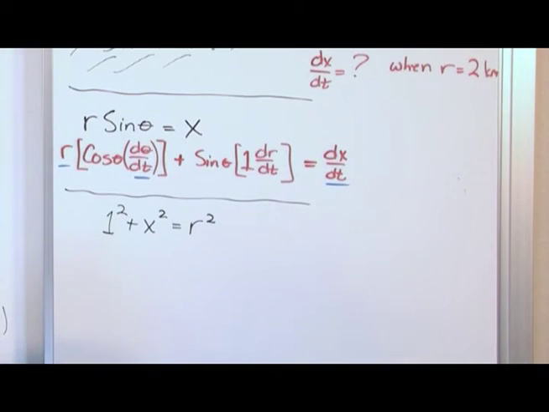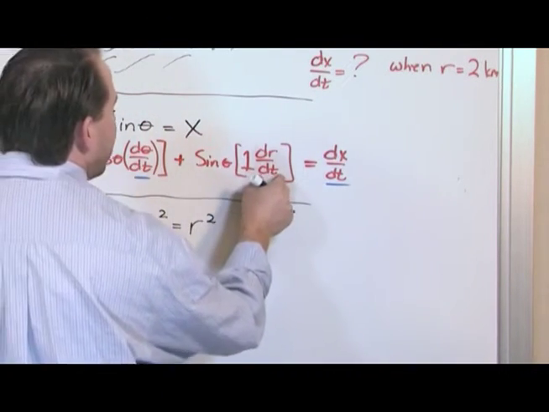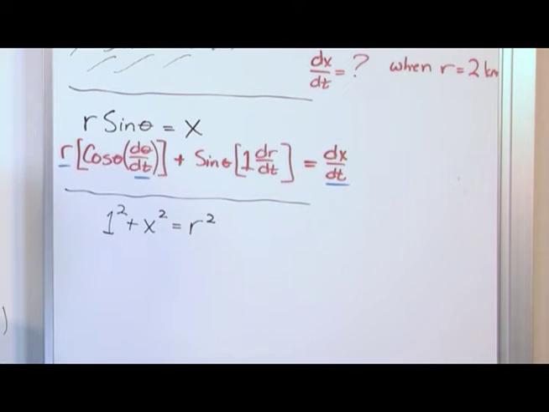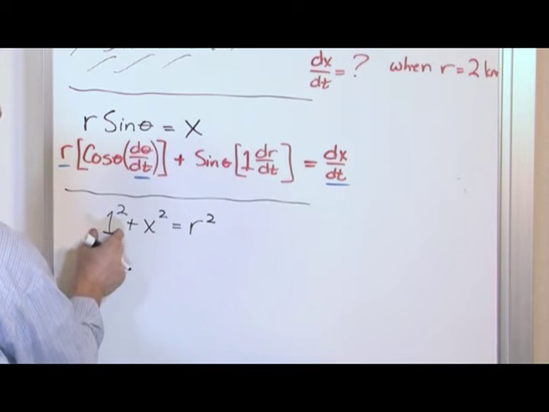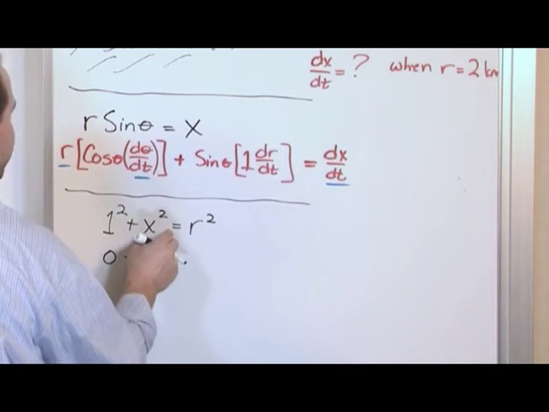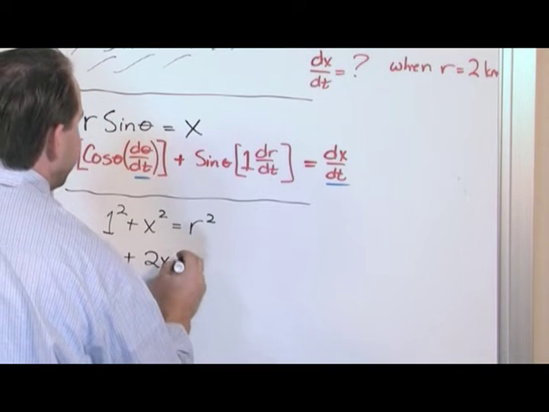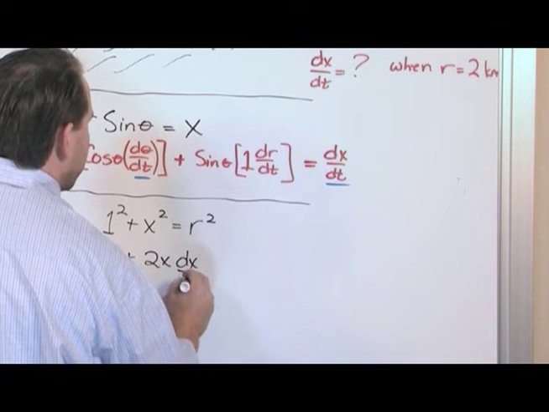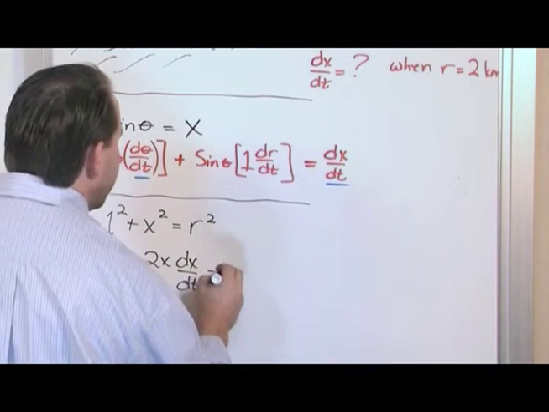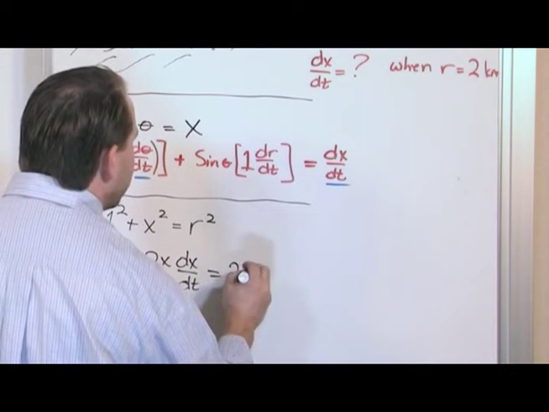Why are we going to do that? Because I want to be able to put in dr dt. If I take the derivative of both sides, I'm going to get a dr dt. So let's do that. The derivative of a constant is 0, so I'll put a 0 here. The derivative of this is 2x dx dt, so 2x times the derivative of the variable with respect to time. On the right-hand side, 2r dr dt.